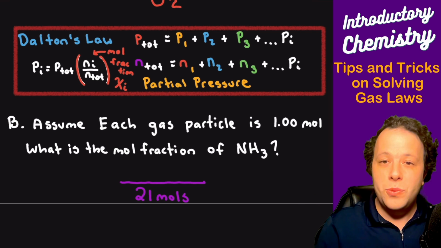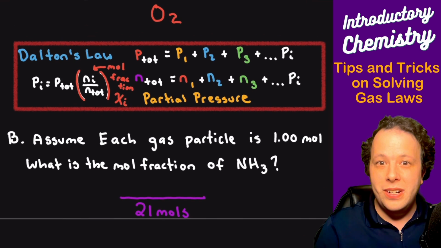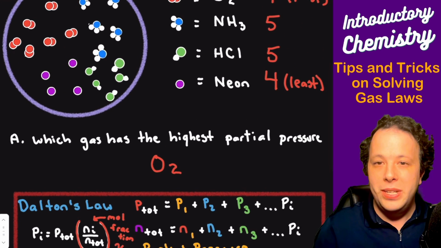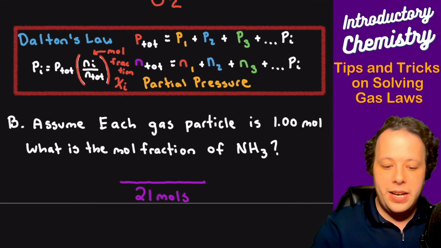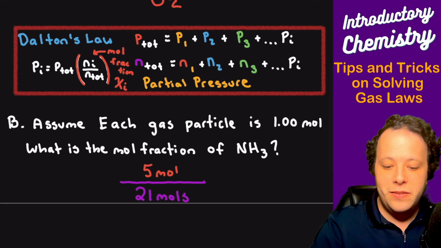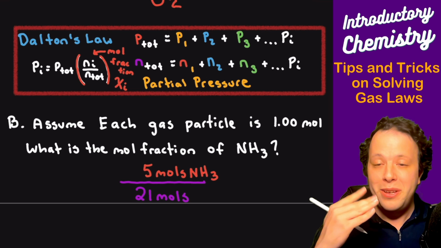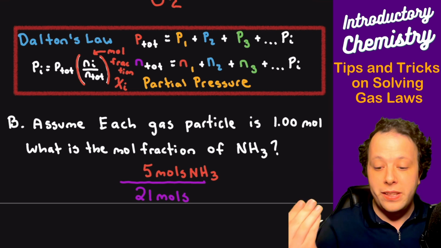And it's asking us what's the mole fraction of ammonia. So ammonia, we had 5 from earlier. So we are going to put that we had 5 moles of ammonia. So this is the literal definition of a mole fraction. So 5 over 21 in this case.